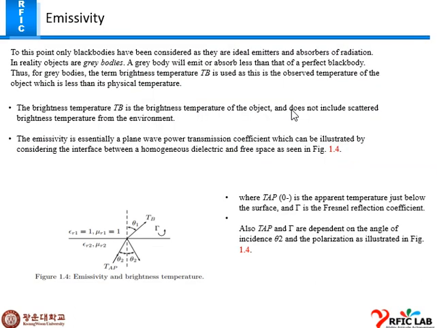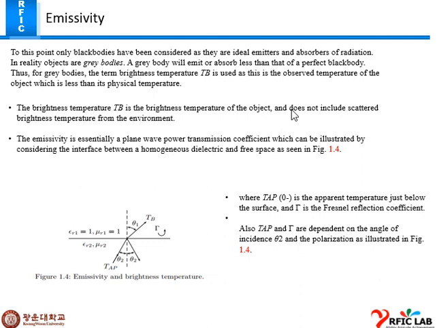Emitted. To this point, only blackbodies have been considered as the ideal emitter and absorber of radiation. In reality, objects are gray bodies. A gray body will emit or absorb less than that of a perfect blackbody. Thus, for a gray body, the term brightness temperature TB is used, as it is the observed temperature of the object, which is less than the physical temperature.